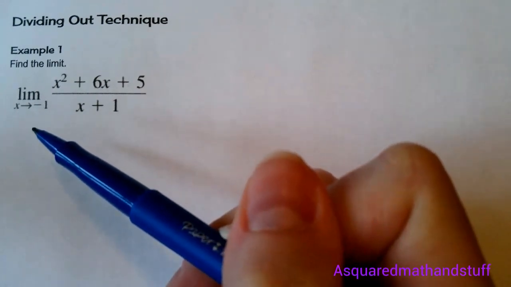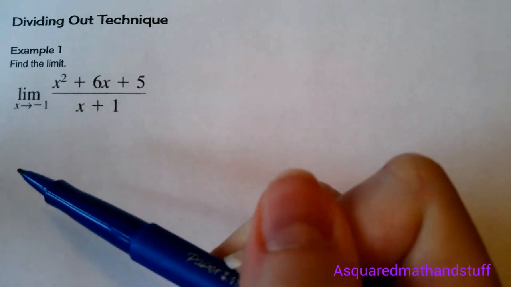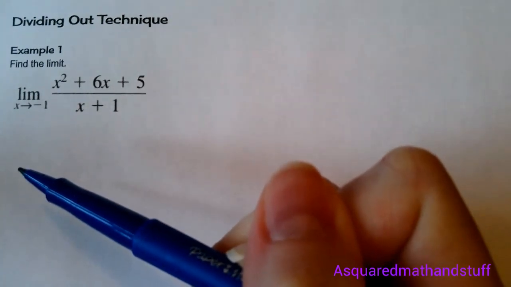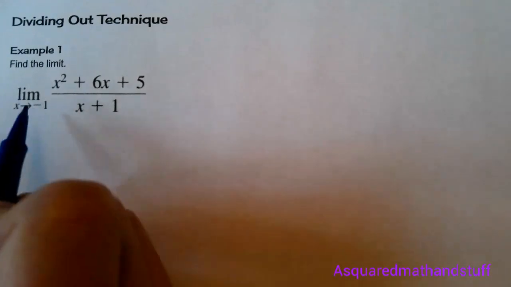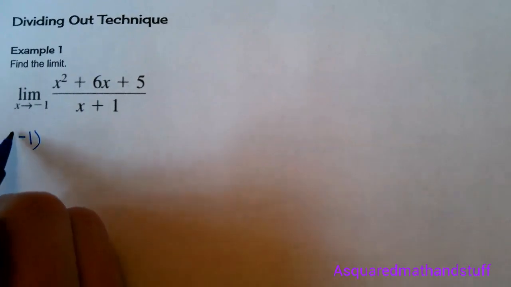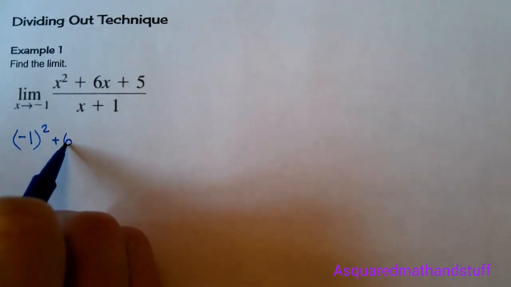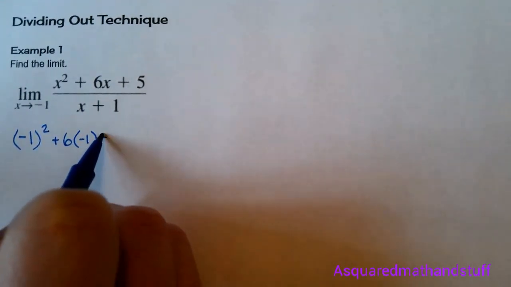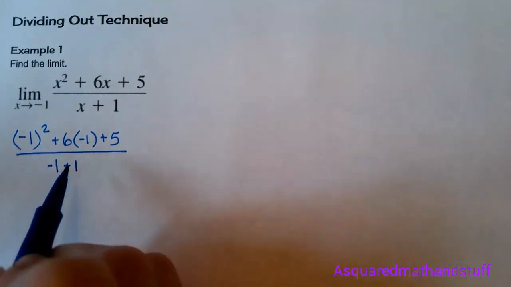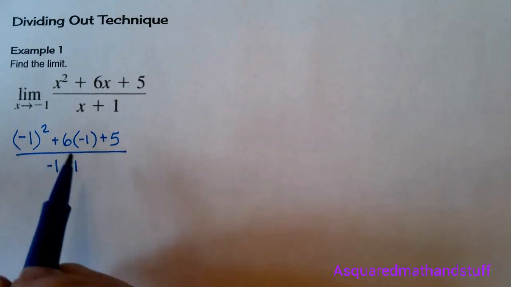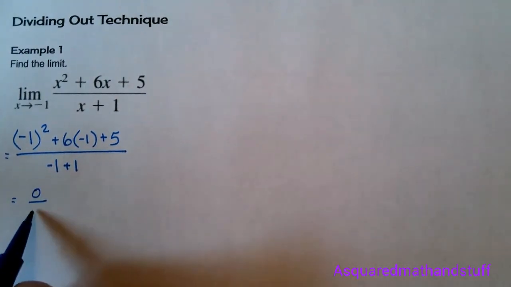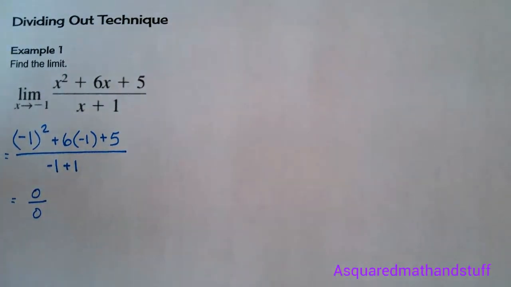So the first thing we always want to do when we are working with limits is just let's see if we can plug in the limit that we're approaching and see if we get a value. So let's go ahead and just plug in -1 into this equation here. So we'll have -1 squared plus 6 times -1 plus 5 all over -1 plus 1. When you simplify the numerator, we end up getting a 0, and then the denominator is also 0.